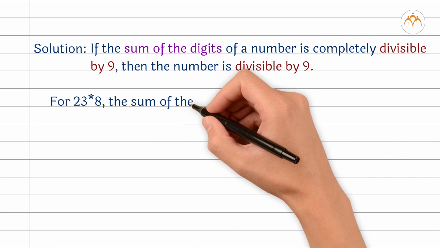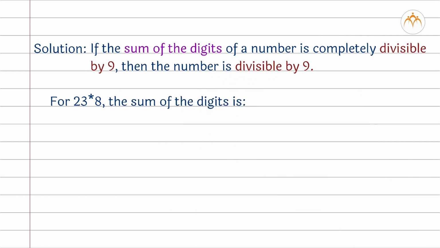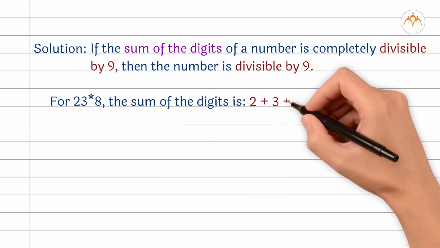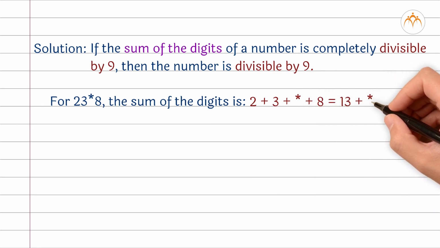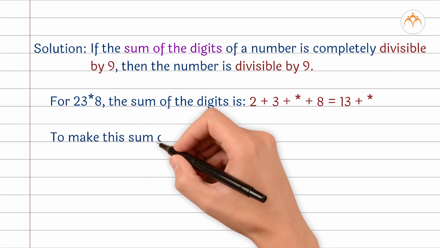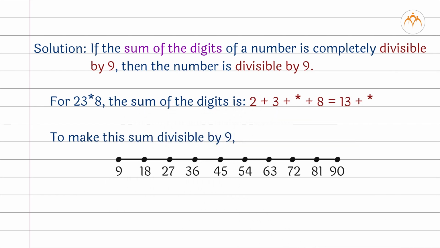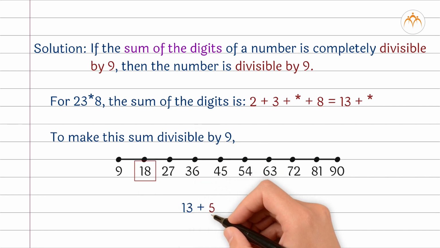For 23*8, the sum of the known digits is 2 plus 3 plus asterisk plus 8 is equal to 13 plus asterisk. To make this sum divisible by 9, the nearest multiple of 9 greater than 13 is 18. 13 plus 5 is equal to 18. So, the smallest digit that can replace asterisk mark is 5.